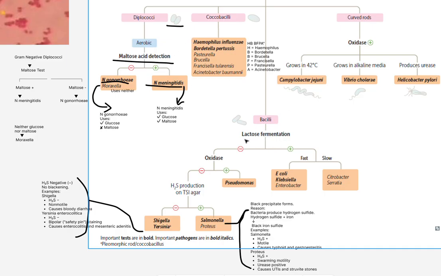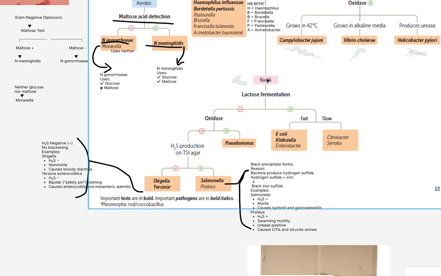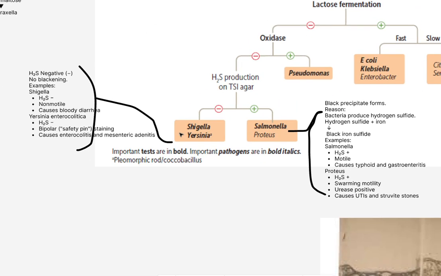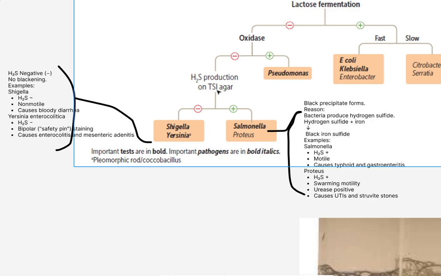Now, when we talk about the bacilli, we said we talk about lactose fermentation. Now, when we talk about the non-lactose fermenters, we do this oxidase test. If it's positive, we know it's Pseudomonas. If it's negative, we perform the H2S production on the triple sugar iron agar, right? So the Salmonella and Proteus basically give you these black colonies because they produce hydrogen sulfide. The hydrogen sulfide reacts with iron to give you the black iron sulfide. So Salmonella gives you these black colonies, and Proteus also gives you these black colonies.